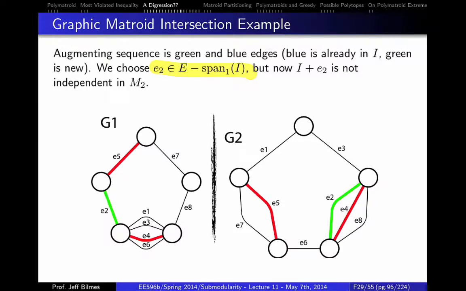There's E2, which is green, and we know that it doesn't create a cycle on the left because we've chosen it based on E minus the span of 1 of the current set. So E minus the span is definitely not going to create a cycle in Matroid 1, because we're increasing the span. We're not taking something from the span of the independent set that we've already got. But on the other hand, as we checked, that's definitely going to create a cycle in Matroid 2, namely on the right-hand side, down here.